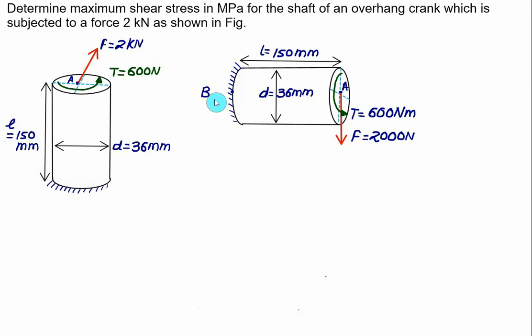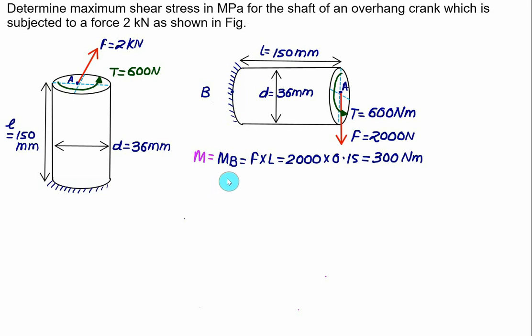The maximum bending moment will be at point B, and we can calculate the maximum bending moment about point B. That value will be equal to F multiplied by L, and we have the value of F equal to 2000 and the length equal to 0.15. So the maximum bending moment will be equal to 300 Newton meter. We will treat this value as M, and the shear stress due to the force we will neglect. In that case the shaft is subjected to one bending moment and one twisting moment at point B.